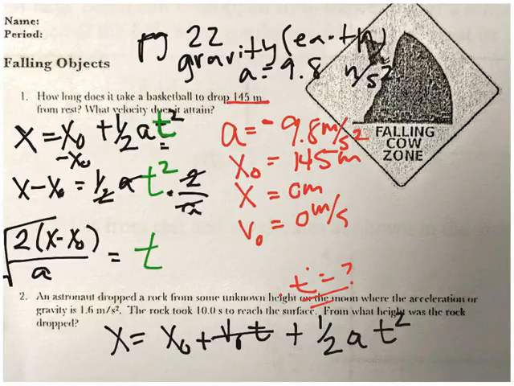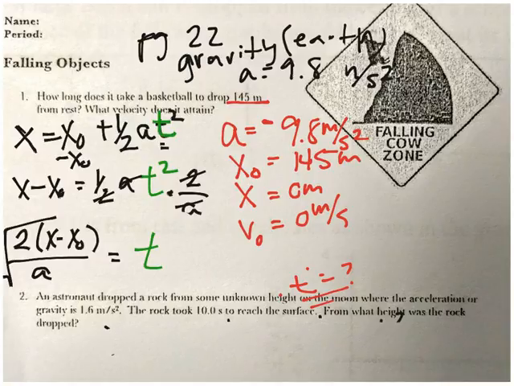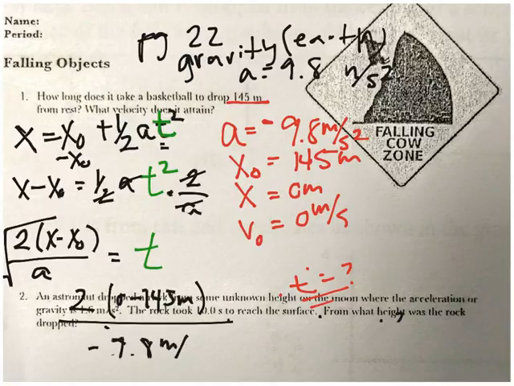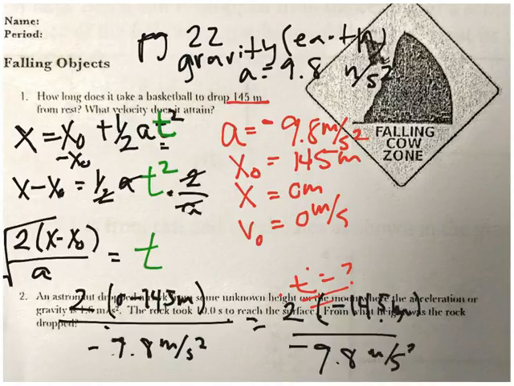And so now you essentially have a plug and chug equation. You know all those things. So now you just plug it in. So you got 2 times, this is 0 minus 145. So you're going to get negative 145 meters over a, which is negative 9.8 meters per second squared, which is equal to 2 times negative 145 meters over negative 9.8 meters per second squared.